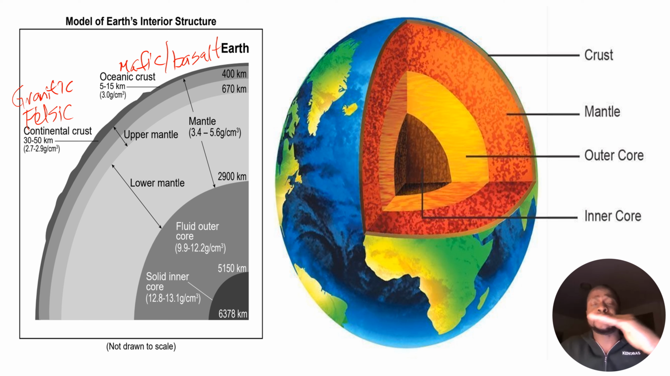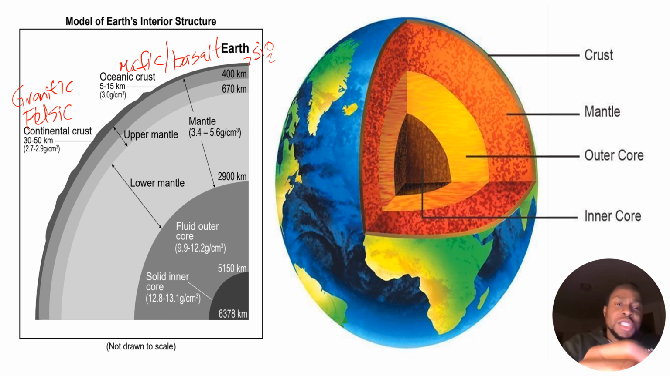By oceanic crust being mafic, it means it's going to be rich in more iron, silicon, and calcium compared to felsic granitic continental crust, which will be more rich in quartz and silicate. So simply put, all crust itself is more made up of silicates, which will be SiO2, which means silicon and oxygen.